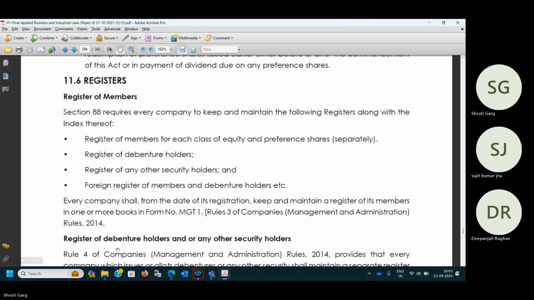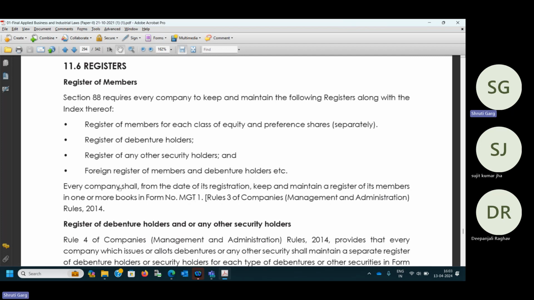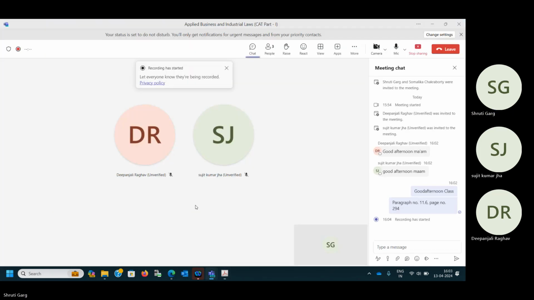Every company shall, from the date of its registration, keep and maintain a register of its members in one or more books in form number MGT-1. Highlight this form number MGT-1. Highlight this: Rule 3 of the Companies (Management and Administration) Rules, 2014. This is the duty of every company. From the date of incorporation, the company will keep and maintain the register of its members in one or more books in form number MGT-1. Clear?